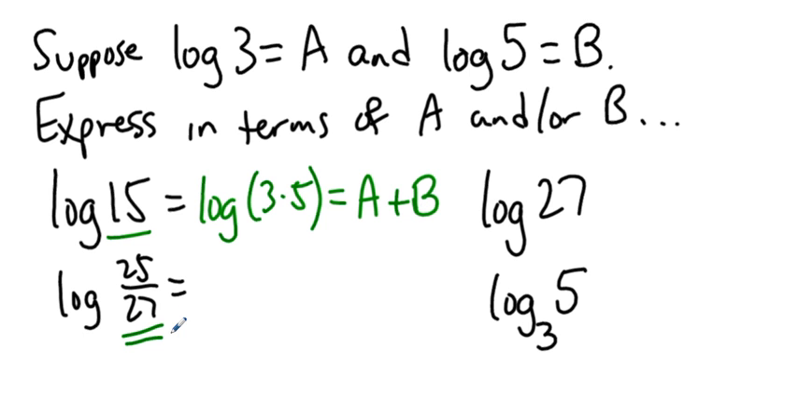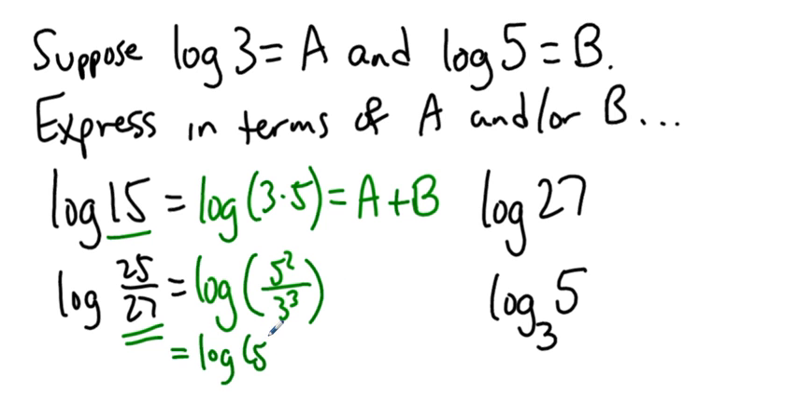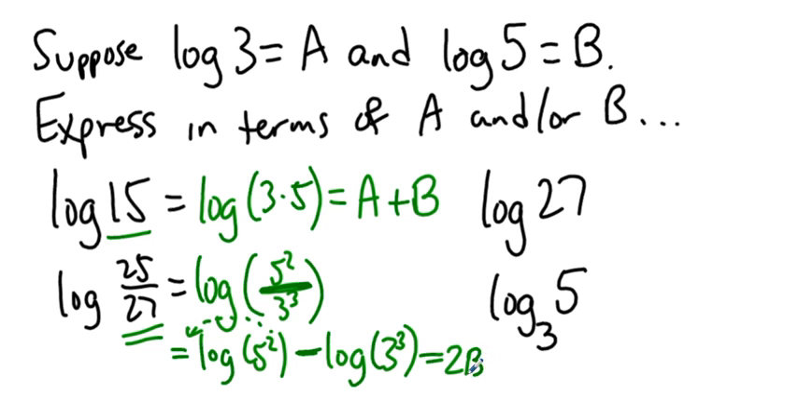What's happening over here? 25/27. This is the log of 5 squared over 3 cubed. So I'd like to take the log of 5 squared and subtract the log of 3 cubed, because when we divide powers of the same base, we subtract their logs. Well, how do I do that? I know what the log of 5 is, so this squared comes right down in front, and this cubed comes right down in front, and I've got it like that.